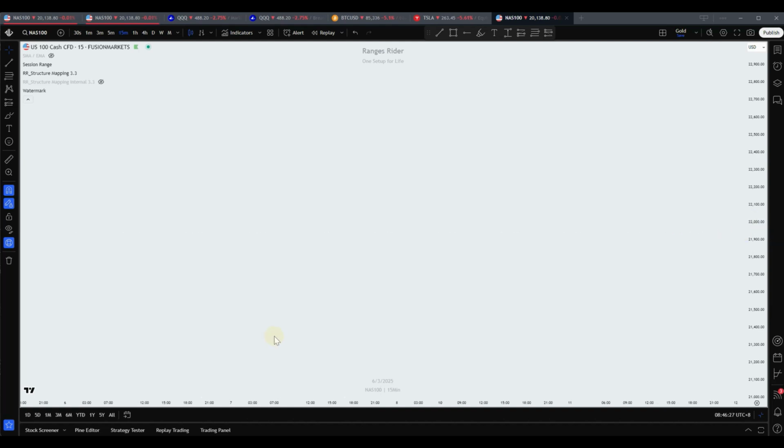So for example, if a range starts from here, and you know that every range ends at a QM. So let's say this is a QM here. So this is your range. Now, where is the problem with the market structure shift?